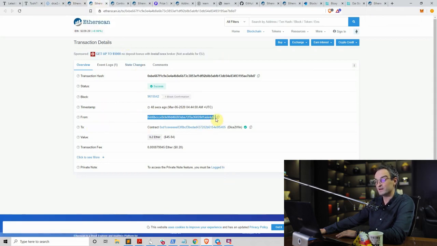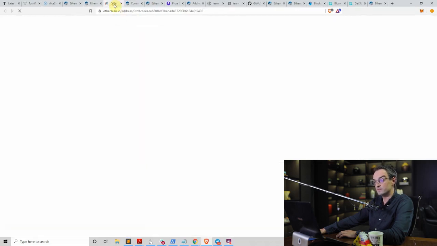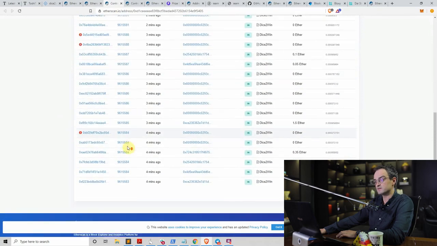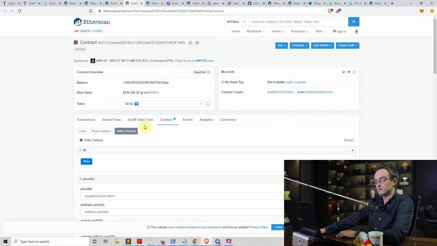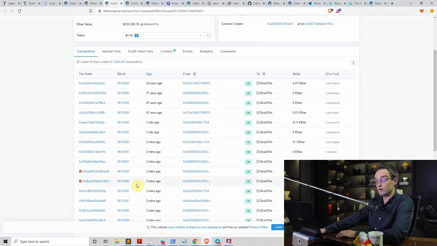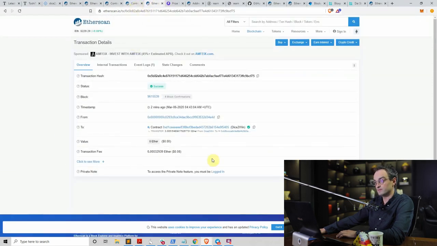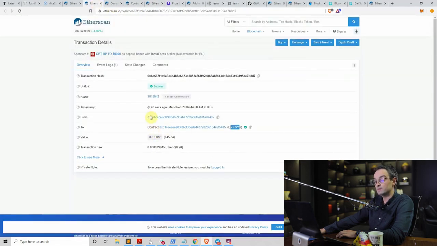From my address, this address is my account, my mainnet address, I transferred a small amount of DAI, 0.2 ETH, which is around $45 at this time of recording, to this contract address. And you can see here, this is the DICE to win contract. Okay, let's see what that means. If we go to that contract, we can see that it has different transactions in it. Then we can look up my transaction and go more in depth to see what's actually happening. And that's what we did here. So this is the transaction to the contract, to DICE to win, with this amount.